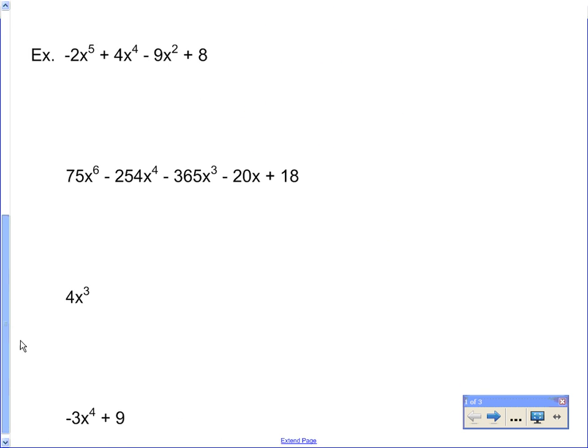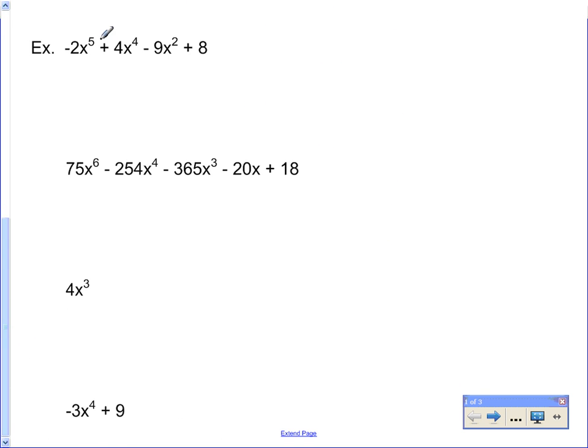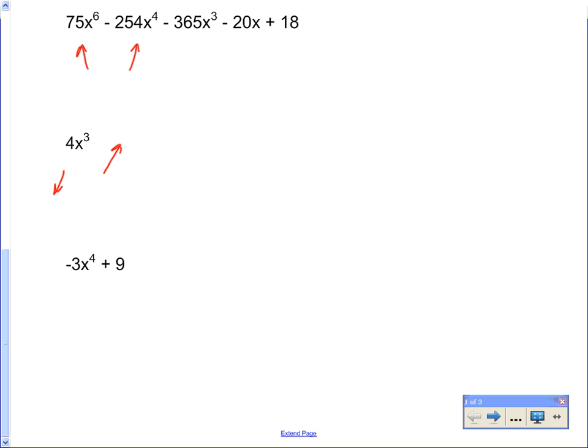So here are some quick examples. Here I've got an odd power with a negative coefficient, so my left end is going to go up, my right end will go down. Here I have an even power with a positive coefficient, so both ends are going up. Odd power, positive coefficient, the right side's going up, the left side's going down. Even power, negative coefficient, both sides are going down.